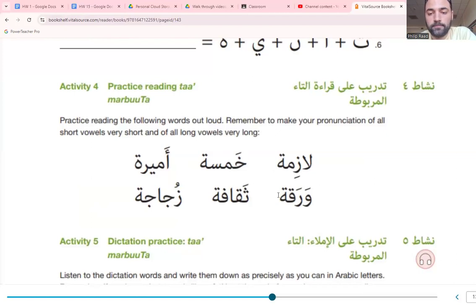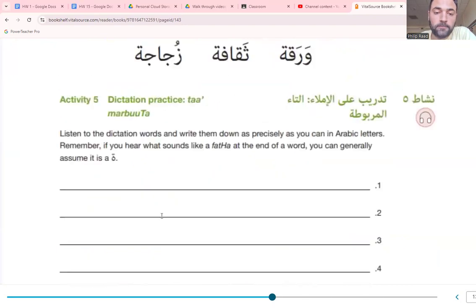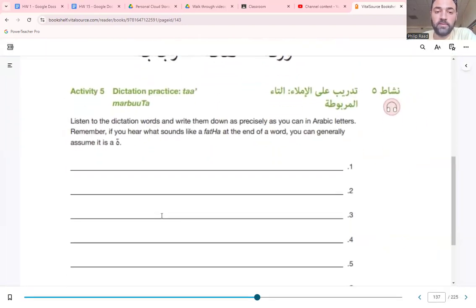This word here. That one is waraqa. This one. That one is thaqafa. And the last one. So that one is zujaja. Okay. Now, activity 5 is dictation.